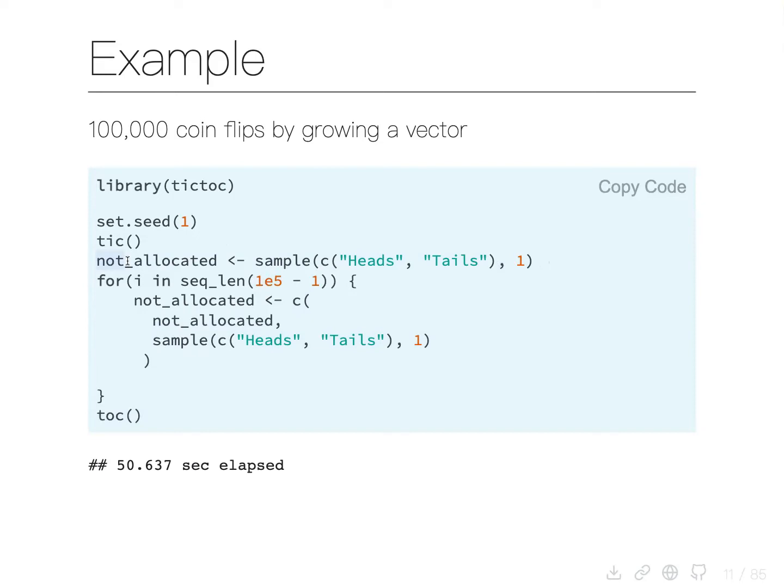Then it will be of length 3, then 4, all the way up to 100,000, okay? When I write the code this way, so I'm growing the vector, it takes 50 seconds to do this. Okay, this is a pretty simple operation. We're just sampling heads or tails, but we're doing it 100,000 times, and so it takes about 50 seconds.